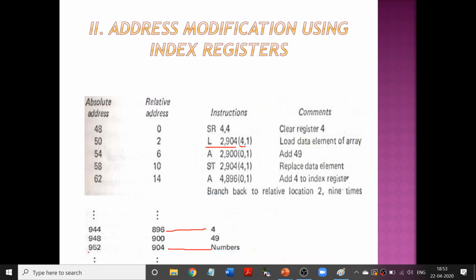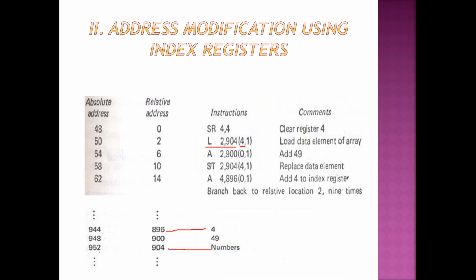No change in that, right? So that is what it is. There is no change here, first line. But if I increment this index register by 4 every time, first time it is 0, next time it will be 4. That time what happens to my absolute address? Absolute address becomes 904 plus 4 plus 48. So what it will become? It will become 956, which is exactly what I wanted.